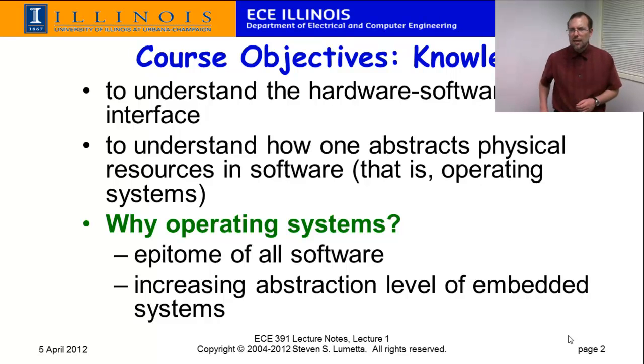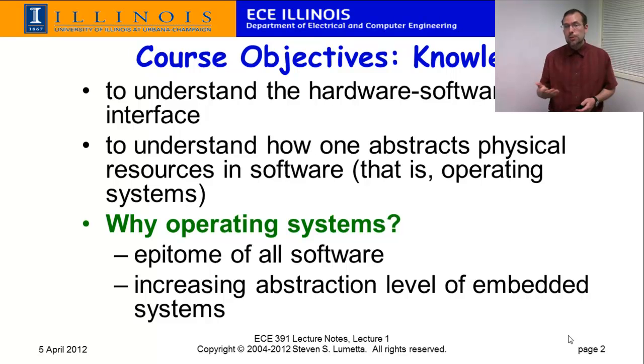The second reason is that today there's an increasing abstraction level of embedded systems. So this is my phone. It's not a smartphone. It's kind of an old phone. It's not actually running an operating system, but your phone probably is. 5 years ago, your phone probably wasn't. It was probably more like this, not running an operating system.